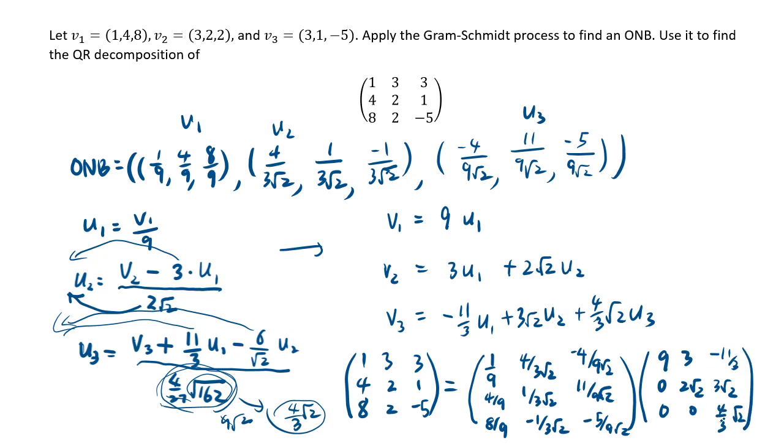And again, that's going to be exactly translating this one. So now what you have is a QR decomposition of this given matrix. QR decomposition means you have an orthogonal matrix times an upper triangular matrix.